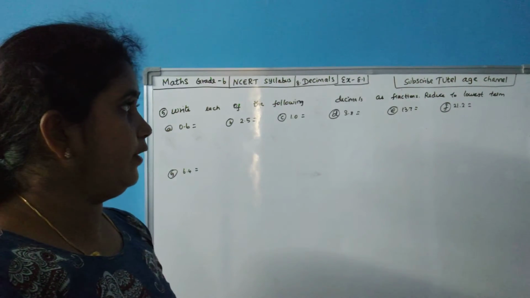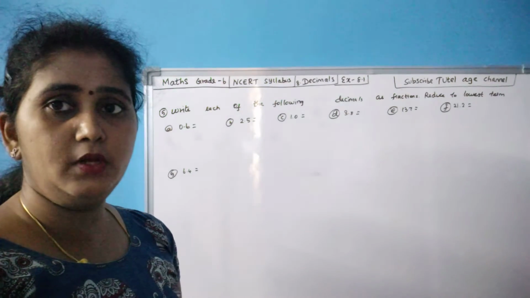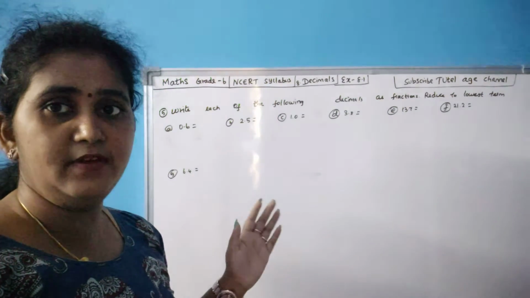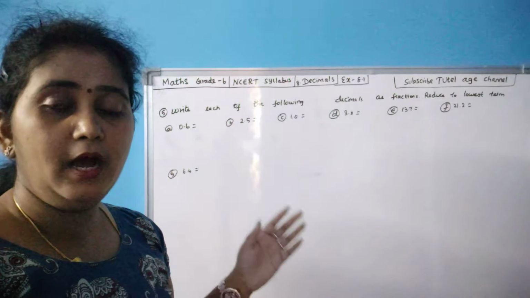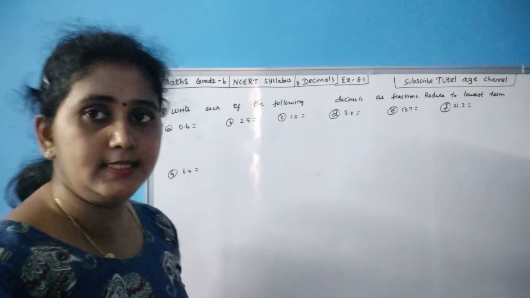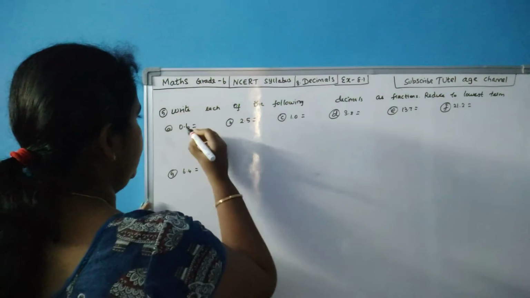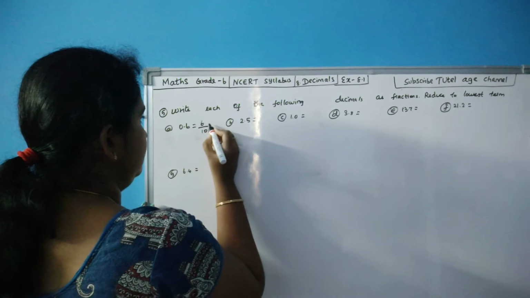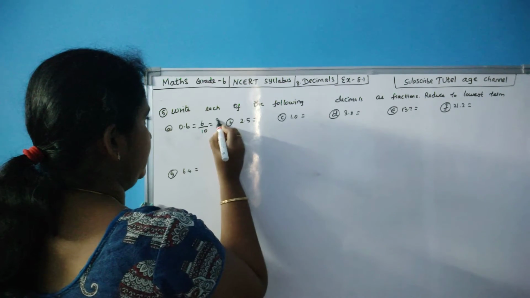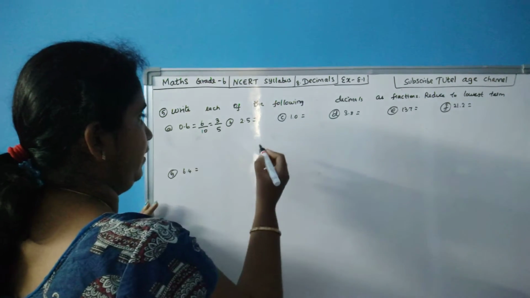Write each of the following decimals as a fraction reduced to the lowest term. So the decimal is given, you have to convert it into a fraction and reduce it to the lowest term. Okay. So 0.6 can be written as 6 by 10. 6 by 10 can be solved as 3 2s are 6, 5 2s are 10, so 3 by 5.